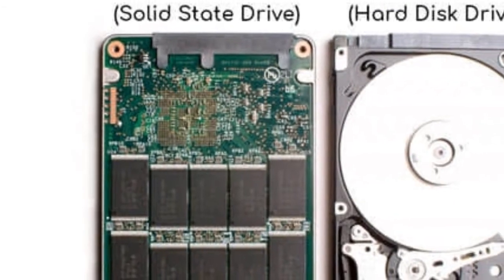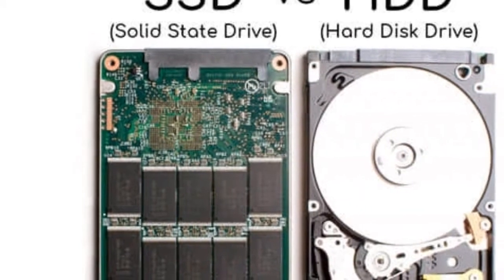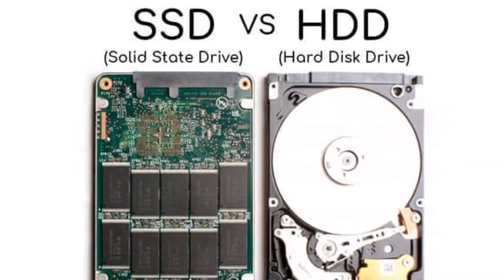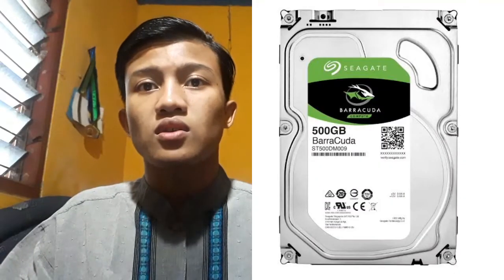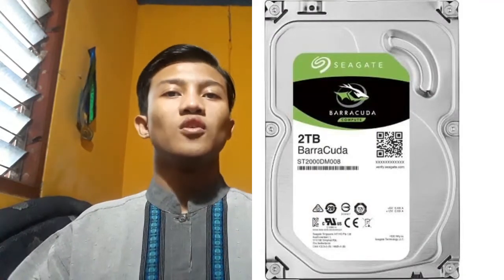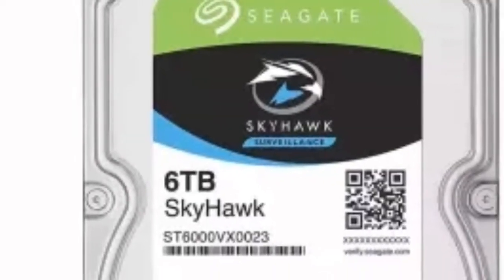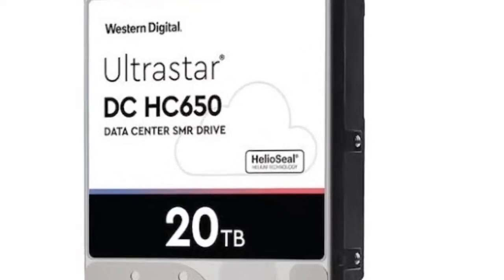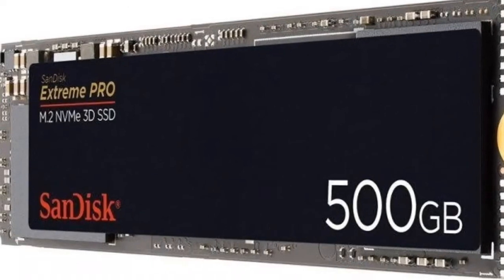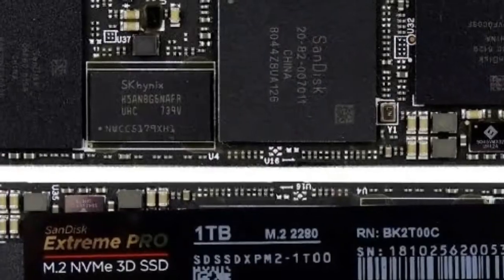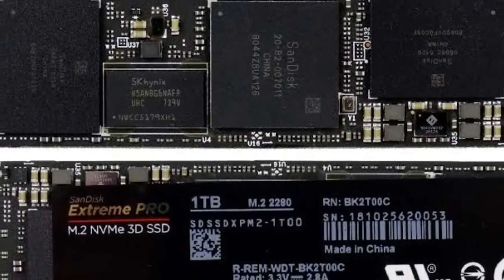Four, capacity. Hard disks always provide a large capacity. Hard disk storage size is exponentially bigger than SSD, and hard disk capacity for notebooks is around 500 GB to 2 TB. For desktop, 6 TB, and there are even 20 TB hard disks. Whereas SSD for notebook has a capacity of less than 1 TB, and for desktop has a maximum capacity of 1 terabyte.